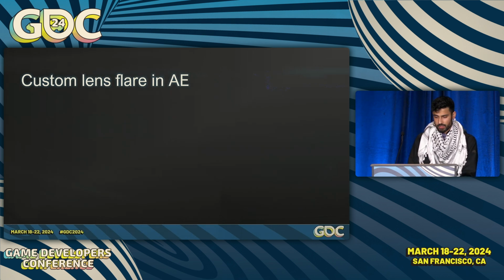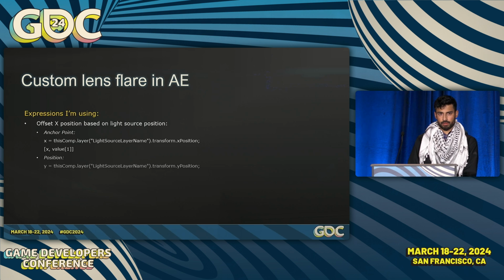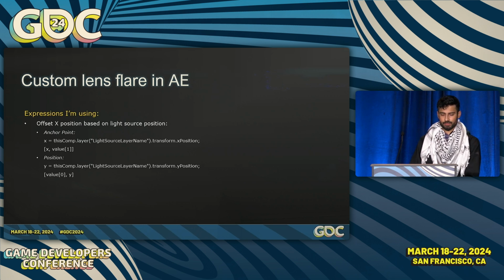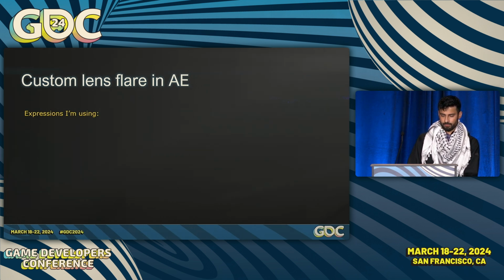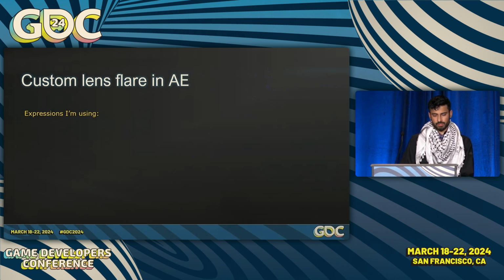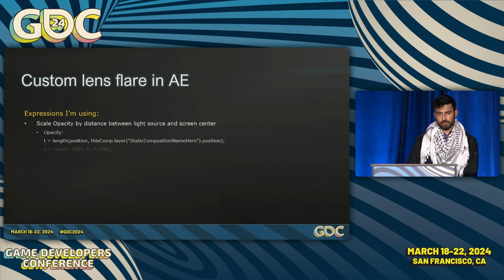So before we get into it, I've got a couple expressions that I want to run up on the screen here. This first one is offsetting the X position of your element opposite to whichever way the light source is moving. So it'll maintain its Y position, but it'll move in, like, negative X. And then similarly, I have a scale X by distance.